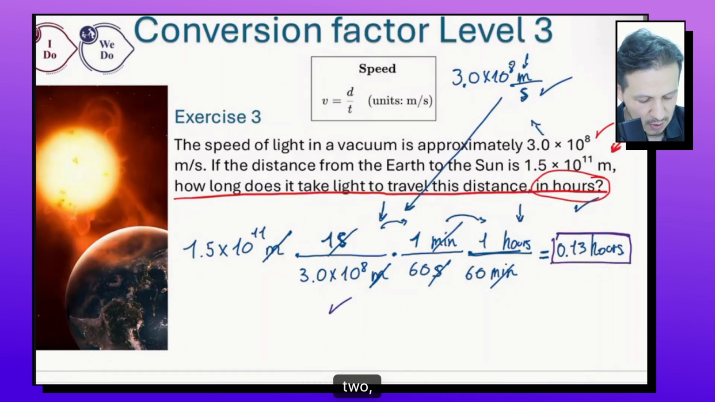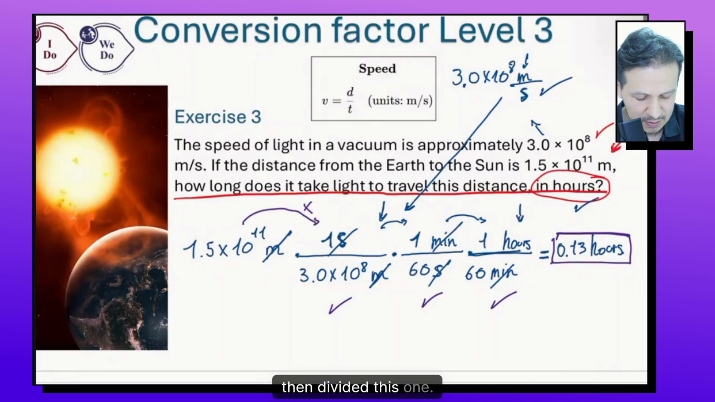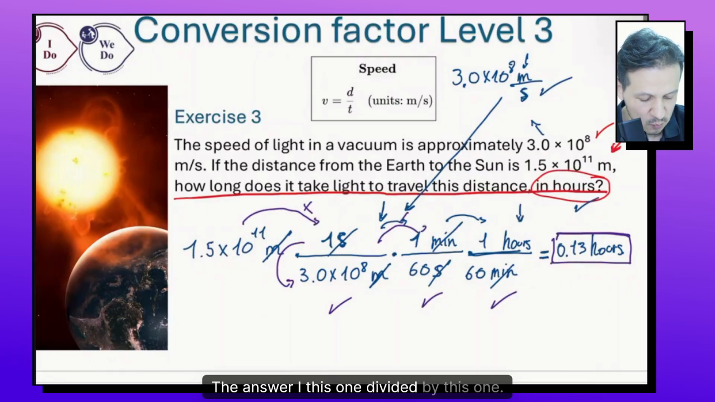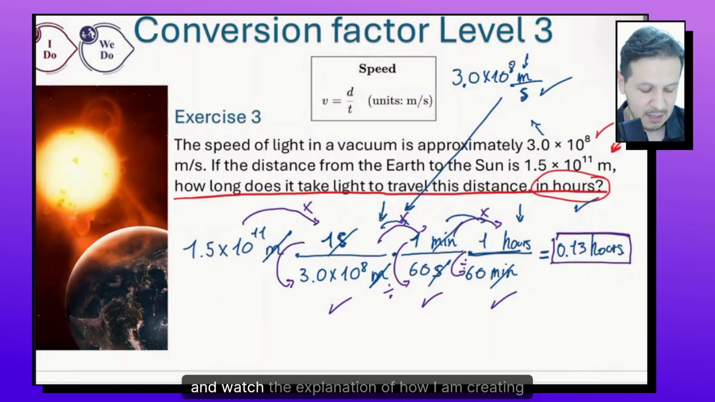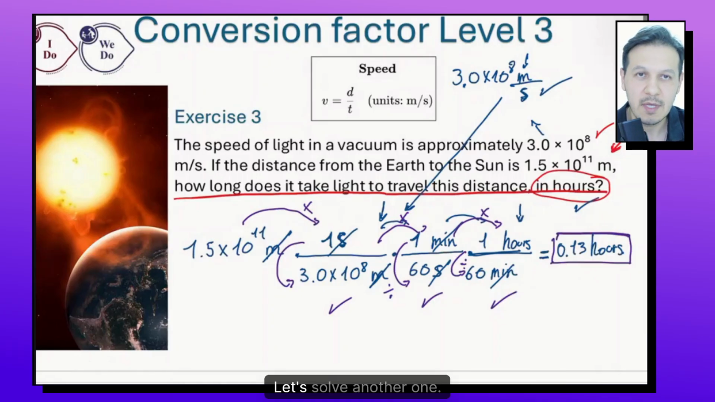I am using 1, 2, and 3 conversion factors. I multiply this one, then divide this one. The answer, this one divided by this one, and the answer divided by this. If this is difficult for you, just stop the video and watch the explanation of how I am creating every conversion. Let's solve another one.